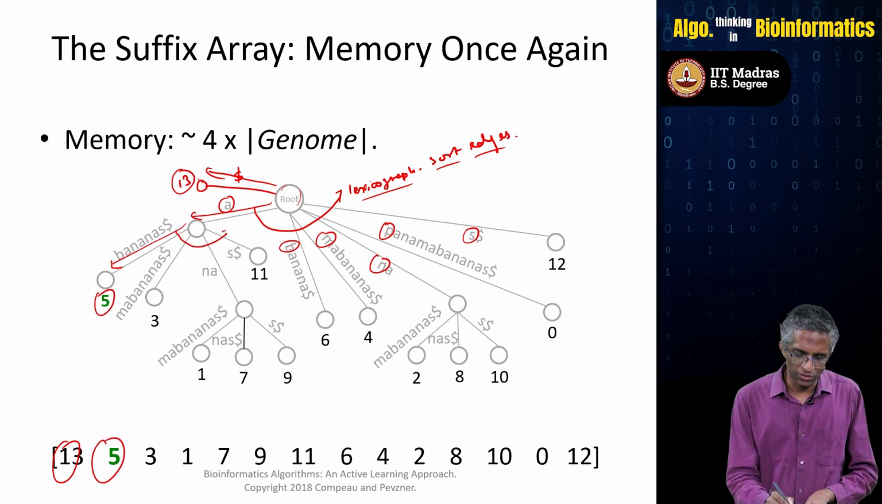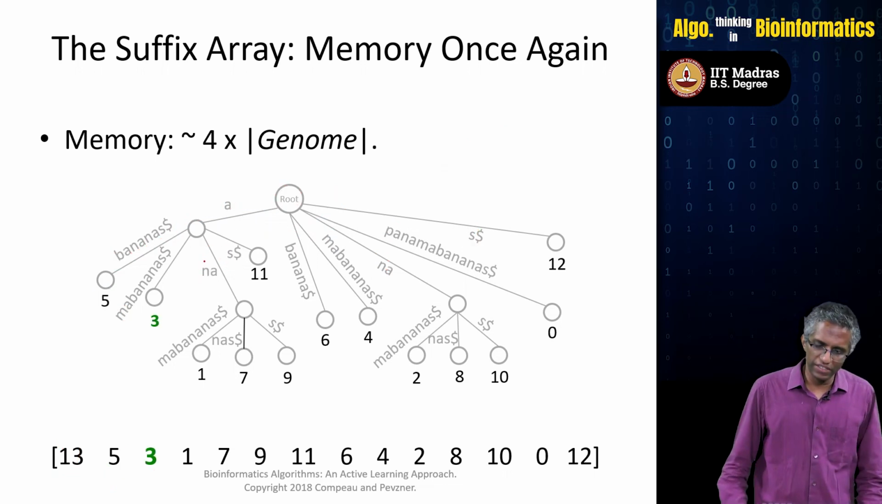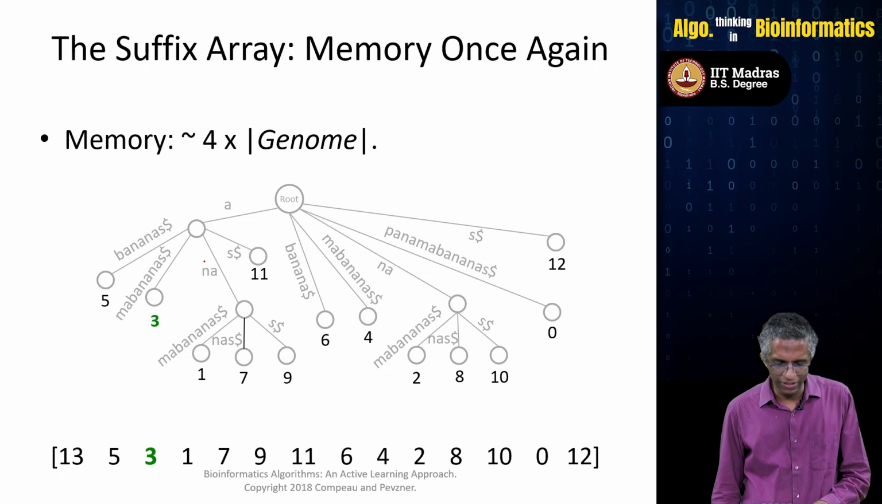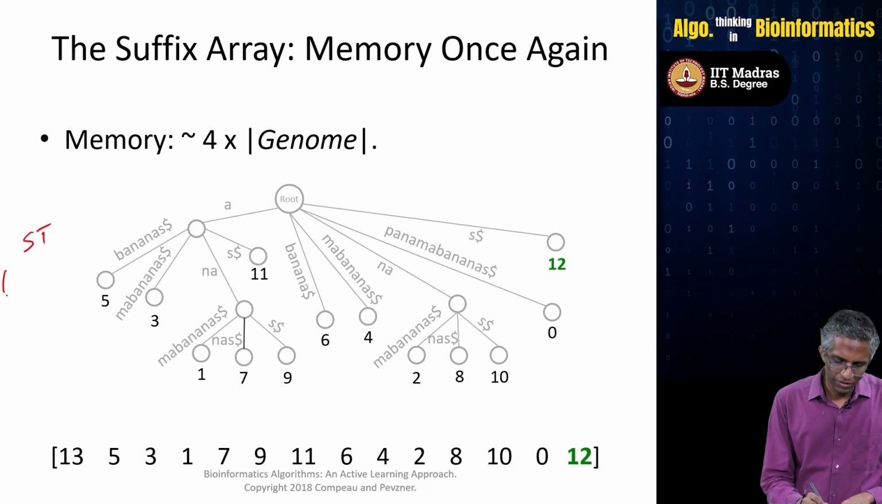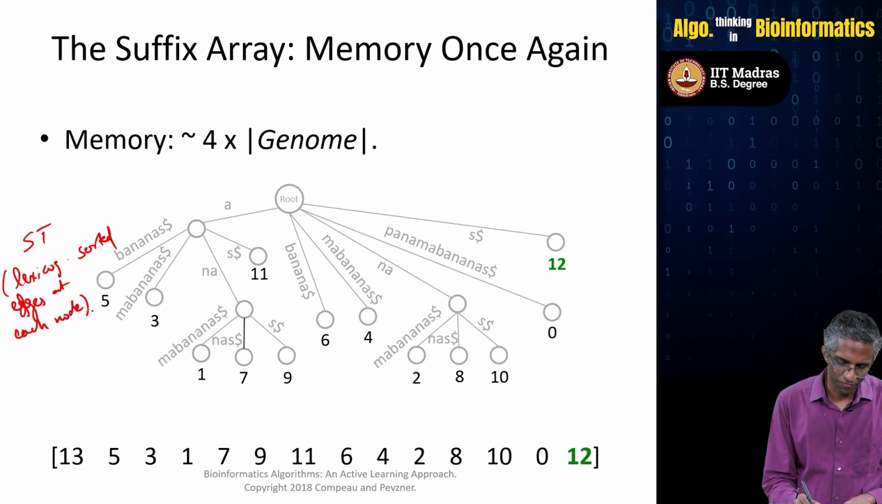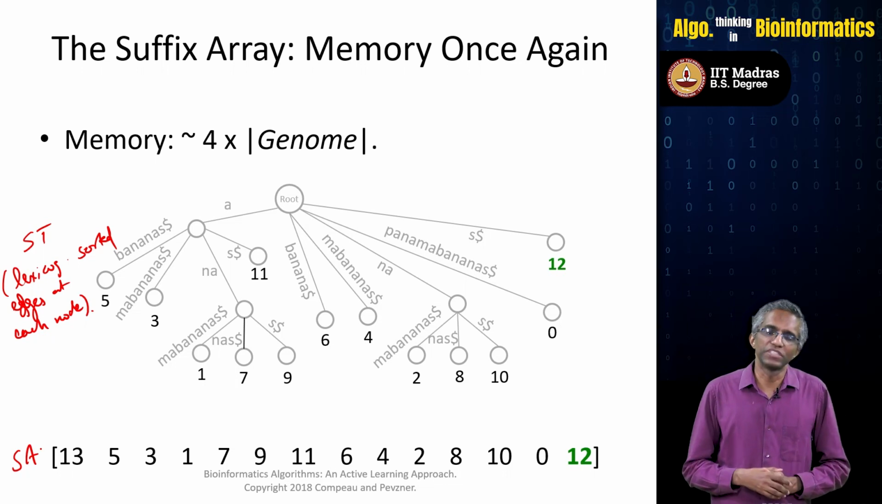Here also you are doing a lexicographic sorting, okay? Your B occurs before M, before N, before S. So if you do that, you get the 13, you get the 5, you get the 3, and you are basically doing a left to right depth first search, and that is exactly the suffix array, okay? So this is your suffix tree whose edges are lexicographically sorted at each node, and this is a suffix array. So you can see the tight link between the suffix trees and the suffix arrays.